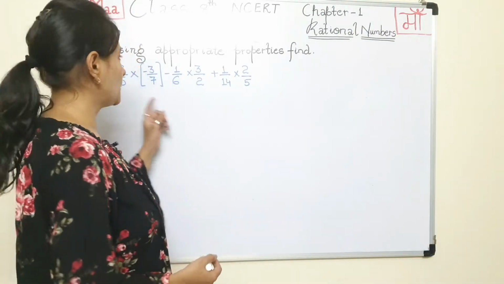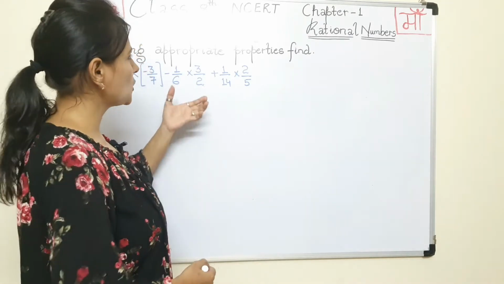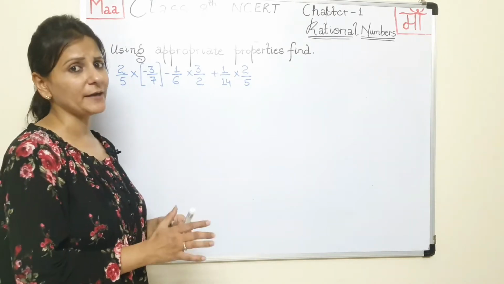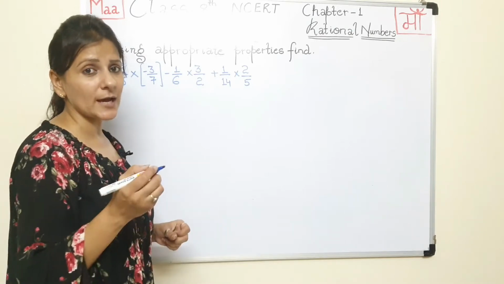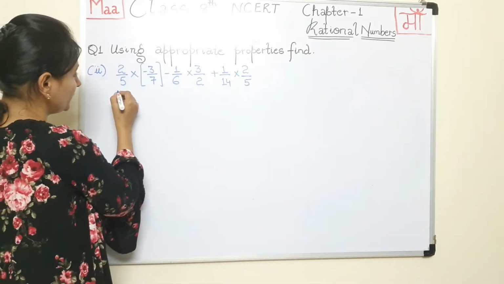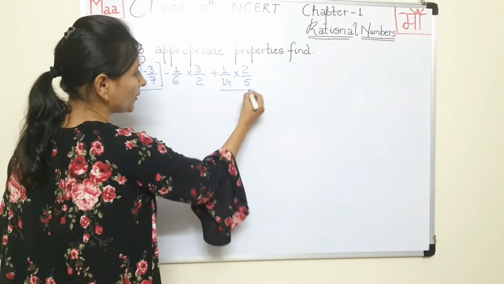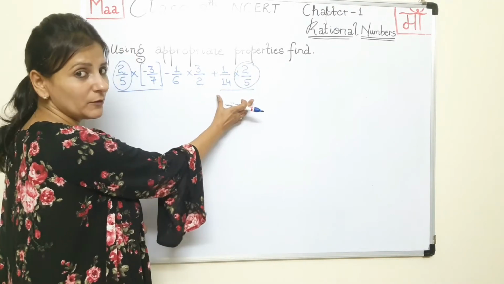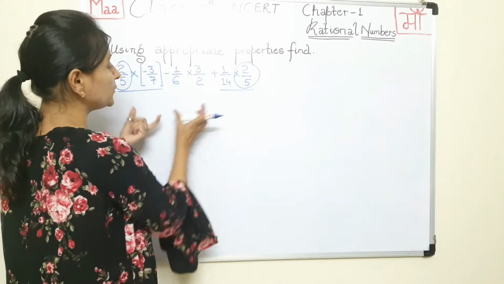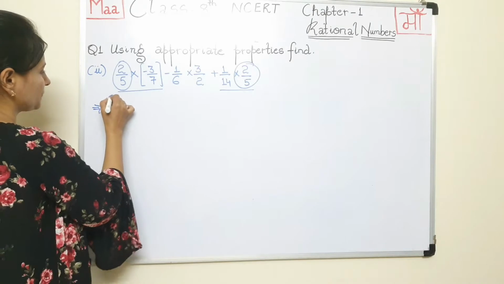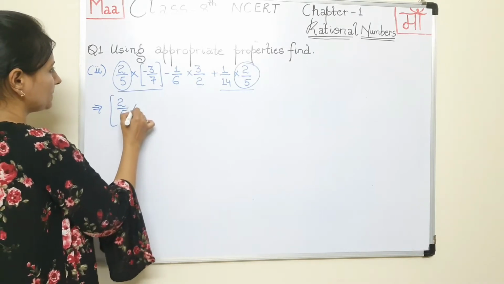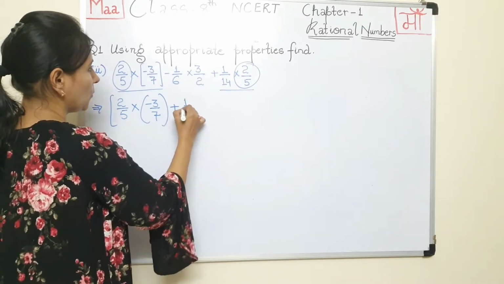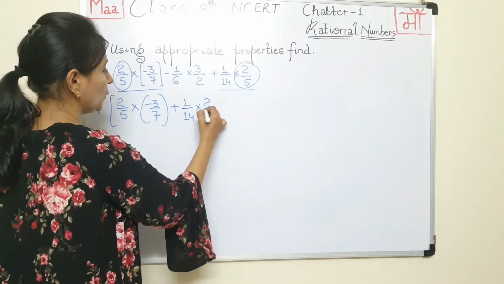So I hope this question is clear. So let us move now to part second of question number 1. It is also based on the property, and the same property, distributive property of multiplication. So here first of all we have to find out which two rational numbers are common. So you can see that here 2 upon 5 and here also 2 upon 5. So 2 upon 5 is coming common from these two terms and these two terms. So what we will do, firstly we will bring these terms together, like see 2 upon 5 multiply by minus 3 upon 7 and plus 1 upon 14 into 2 upon 5.